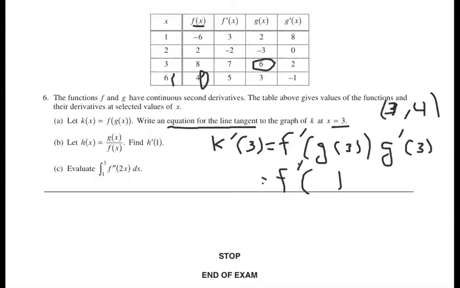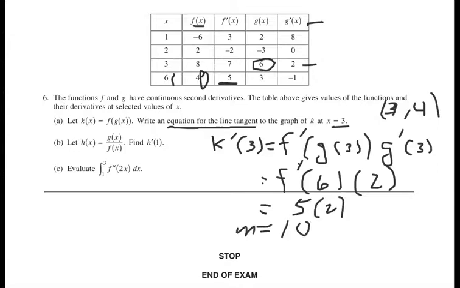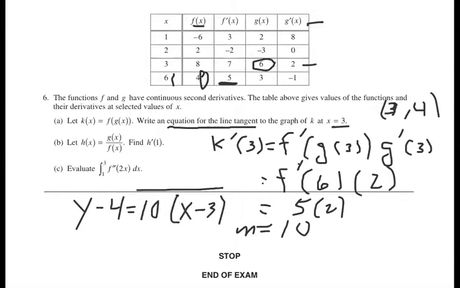So there's my derivative. So now I need f prime of g of 3. And we just found g of 3, that is 6. And then g prime of 3. G prime's here, 3 comes down here, so this value out here is 2. And then I go to f prime of 6, which is this 5 right here. So my slope is 10. So there's the slope. The line is y minus 4, from the point, is going to equal 10 times x minus 3, from the point. So there is my tangent line.